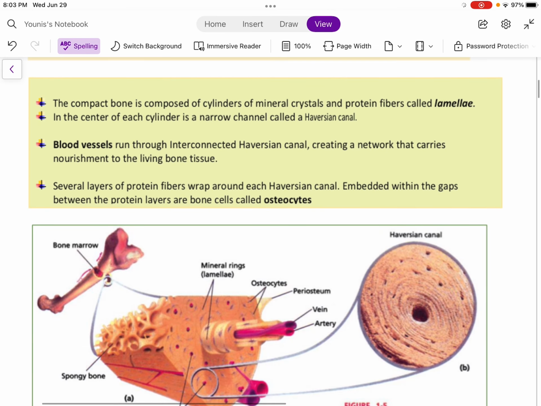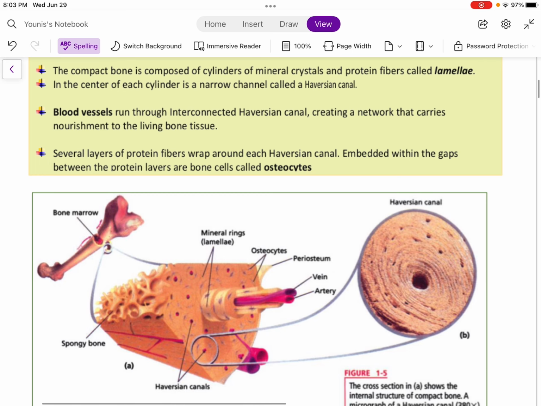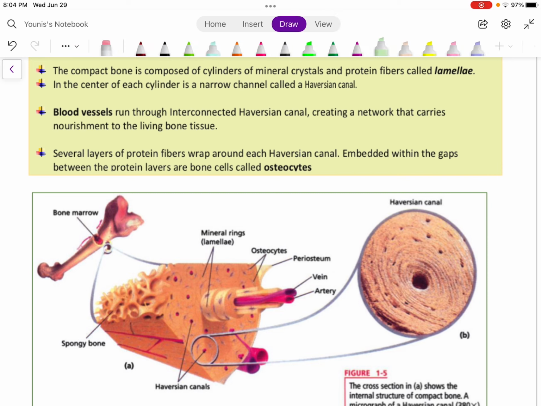All right. Now let's see the structure of the compact bone. First, you should know that the compact bone is made up of what? Cylinders of mineral crystal and protein fibers. I will just point on the figure, try to see where I am pointing. You see the cylinders? These cylinders where I have pointed are called lamellae. These cylinders are made up of mineral crystals like calcium and protein fibers.